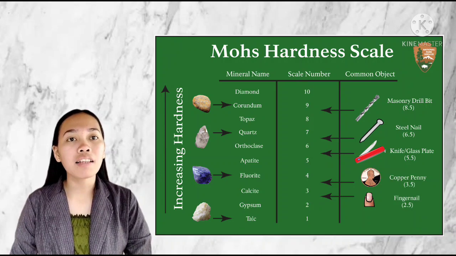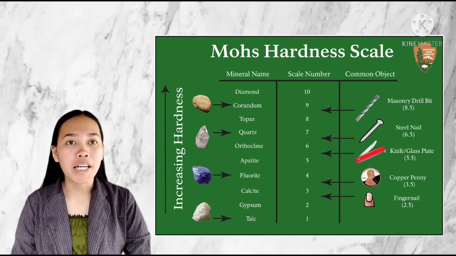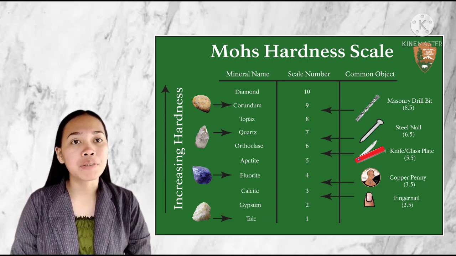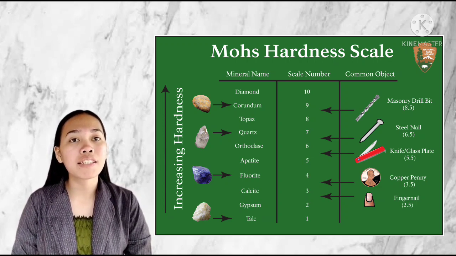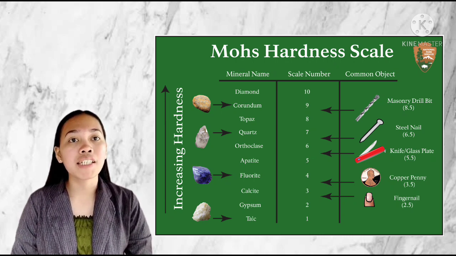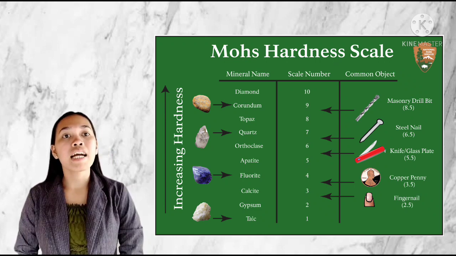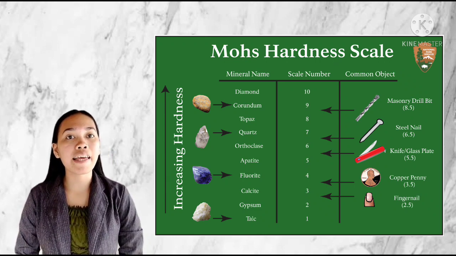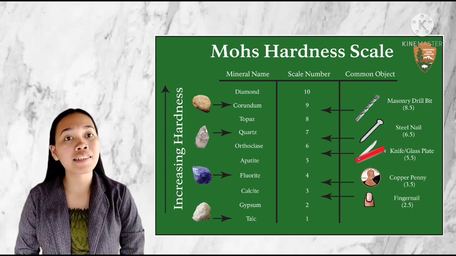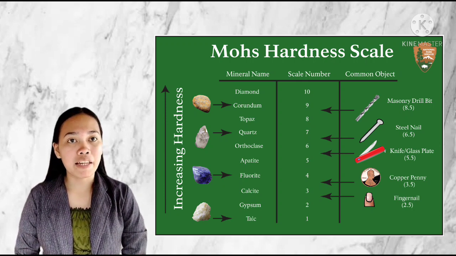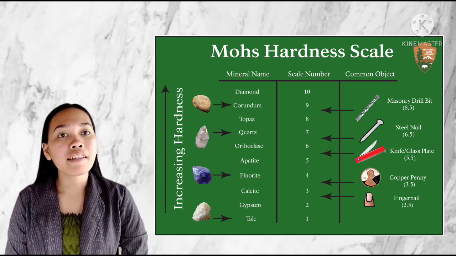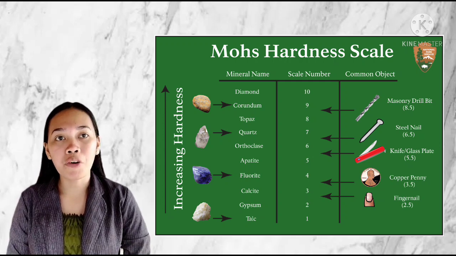The mineral talc, the scale number is 1. The mineral gypsum, the scale number is 2. The common object used to test gypsum is fingernail, which is 2.5. The mineral calcite, the scale number is 3. The common object being used to test is copper penny, which is 3.5. The mineral fluorite, the scale number is 4.